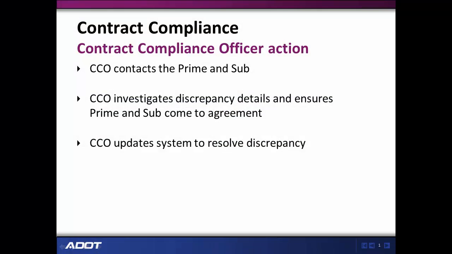The contract compliance officer typically does this by calling both the prime contractor and the subcontractor to get details about the discrepancy. The contract compliance officer then updates the system to finally resolve the discrepancy once an agreement is made between all parties.